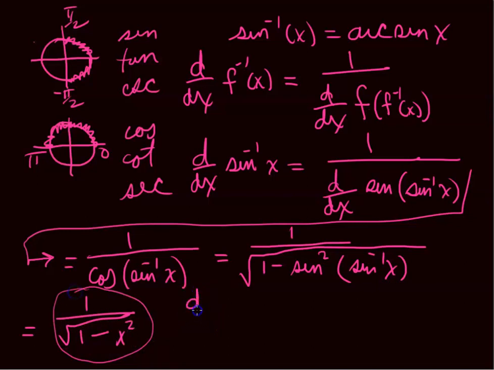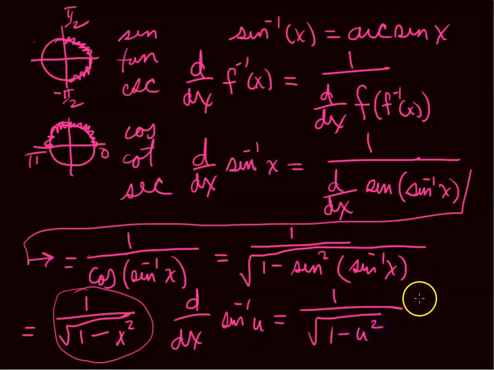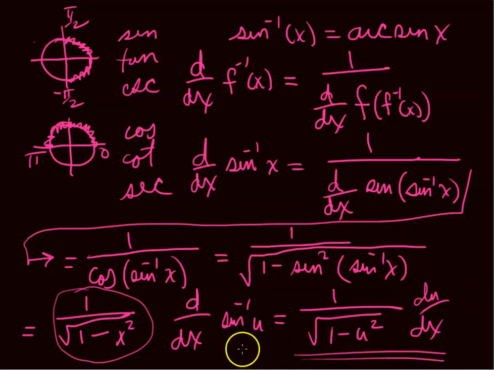Remember, if we've got the chain rule and we've got the inverse sine of u, we have 1 over the square root of 1 minus u squared, times du dx. That's the one to remember. Remember to take that derivative using the chain rule. So far, so good. That's the first one we'll memorize.